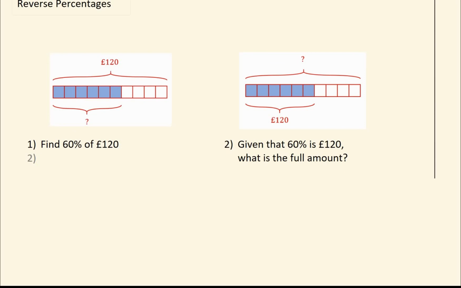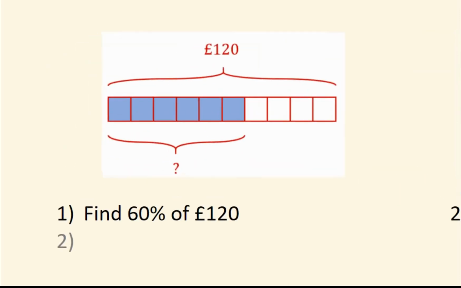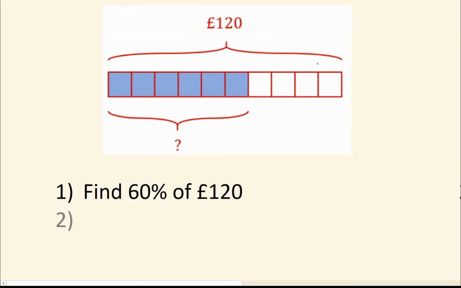Okay, I think it's the last thing to do, I certainly hope it is, and that is reverse percentages. So we can kind of see it here. So for this example, we have £120 and we want to find 60% of that. And we've just seen that, we would do 120 times 0.6 because that is 60% as a multiplier.